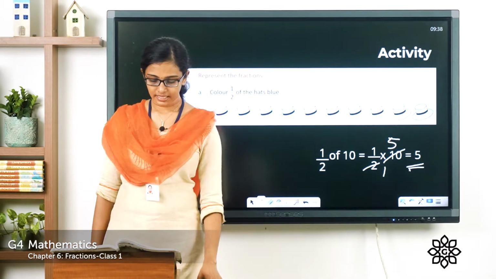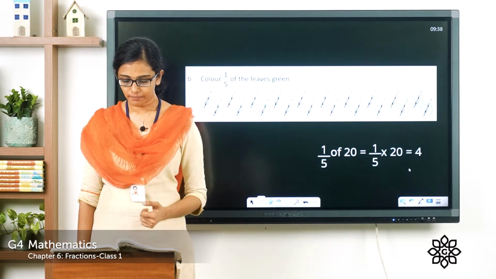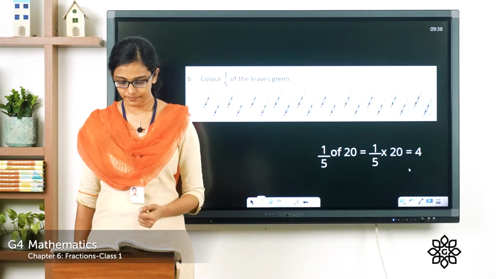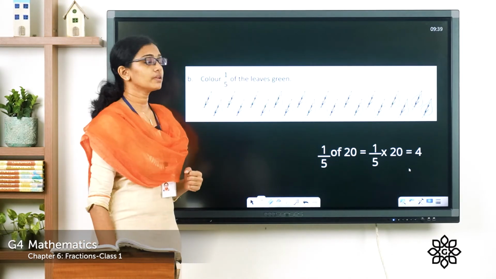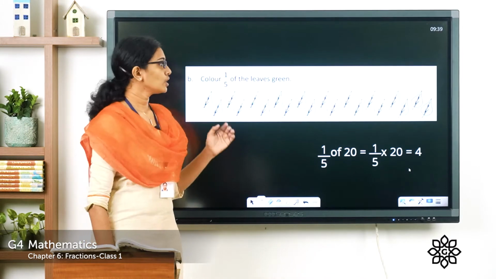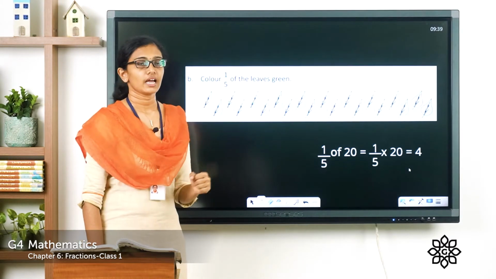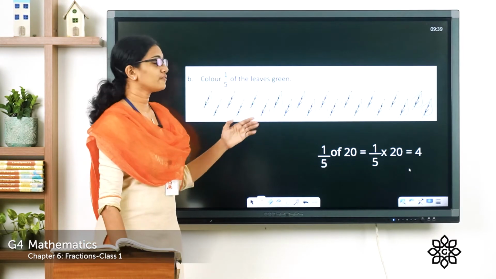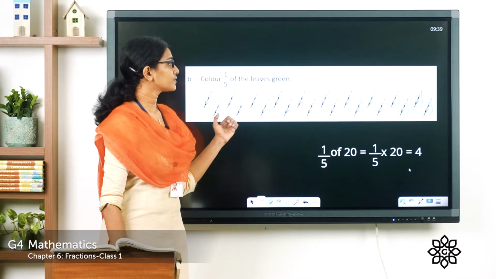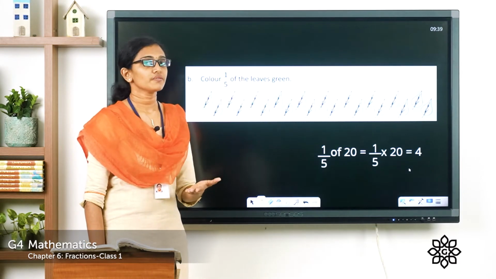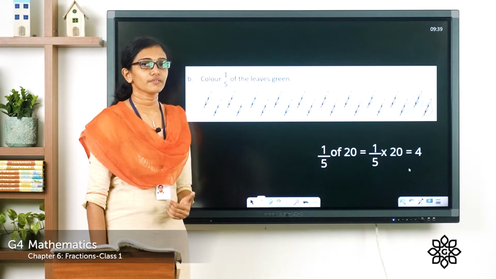Now let's discuss the next question. Color 1/5 of the leaves green. So do you see leaves here? How many leaves are here? Did you count them? You have 20 leaves given here and you are supposed to color 1/5 of this 20. So how do you find out 1/5 of 20?